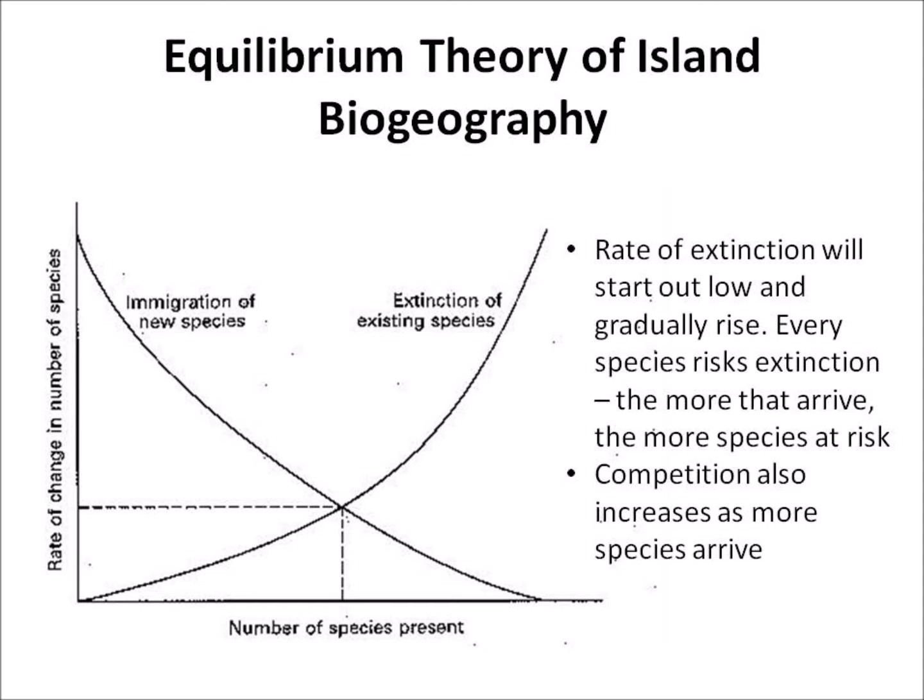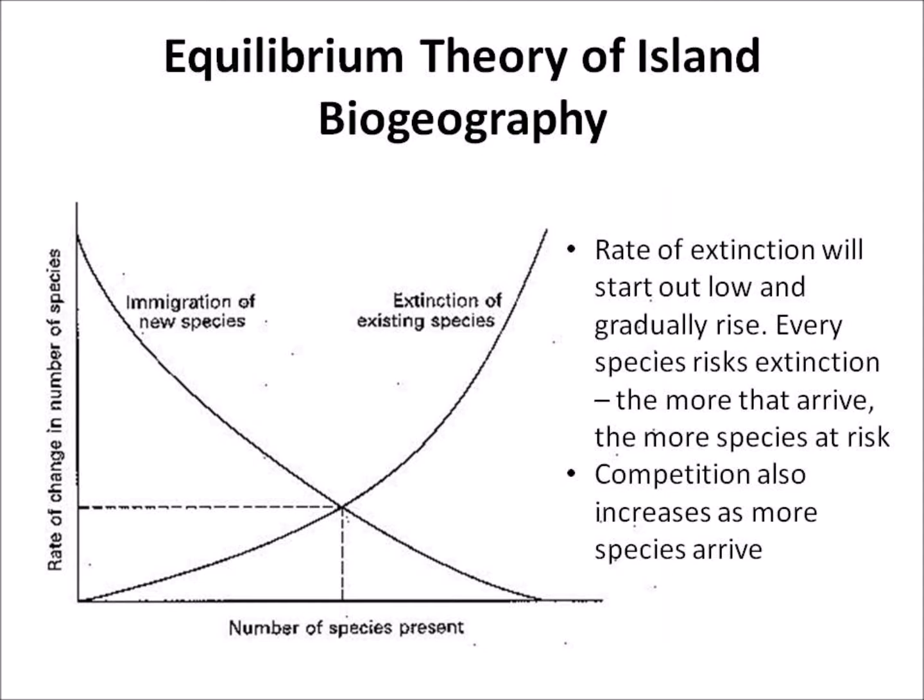Now, where these two curves intersect, so your colonization or immigration curve and your extinction curve, where they cross, and this is shown by the dotted line here, that is going to be your equilibrium number of species that that island can support. So again, look at the point where these curves intersect and follow that dotted line down to the x-axis, number of species present. Where that point falls, that is your equilibrium species richness.